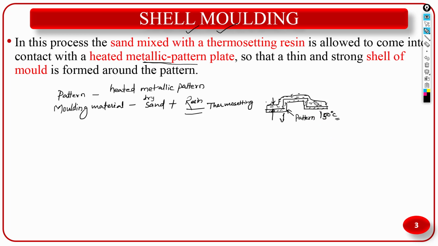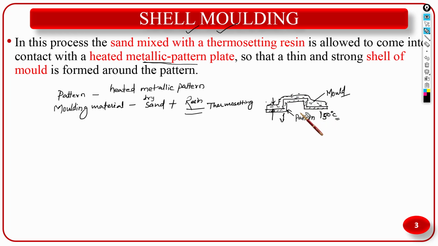This is the pattern and this is the mold. The thickness of the mold is very less, so in that case we say shell. Clear? Now this thickness depends on various factors.